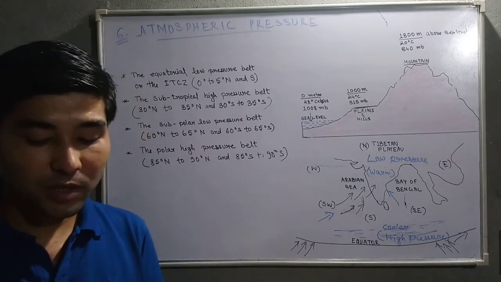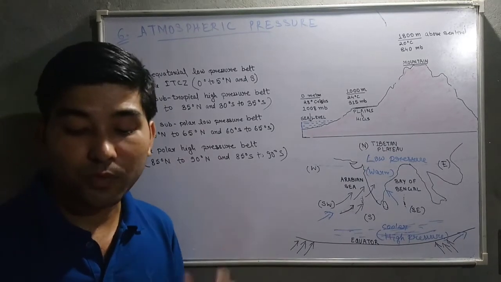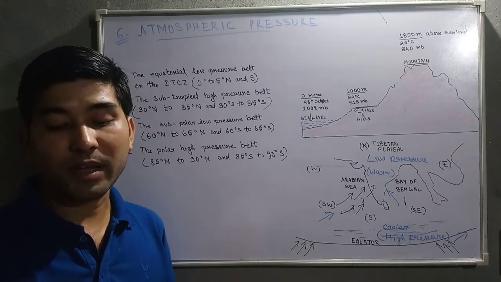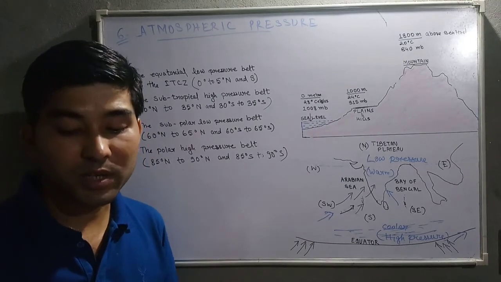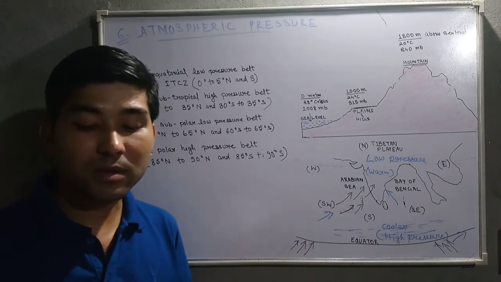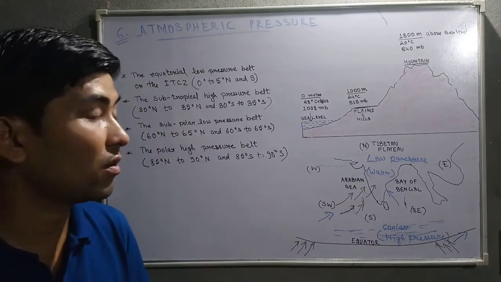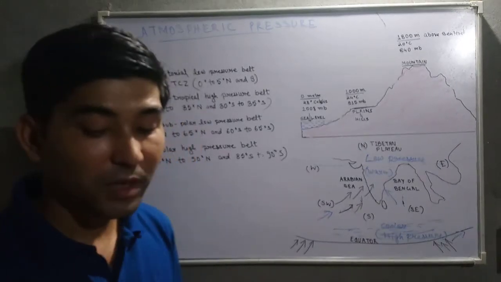Then the Chinook. Chinook is a Foehn type local wind which blows on the eastern flank of the Rockies, a mountain chain in North America. It is a hot and dry wind and its onset results in the melting of snow in this area. Very dangerous. These are all hot air winds.